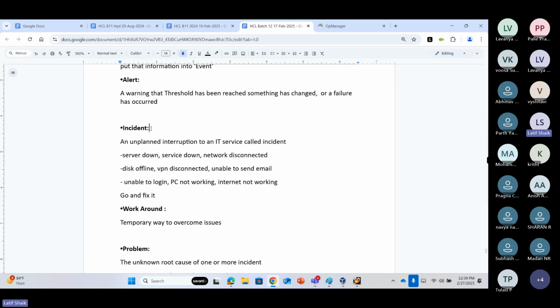So we'll try solutions one by one. I already told you there is a KDB, a known error database, that mentions different solutions for certain issues. So we'll try different solutions. This is called a workaround. What is a workaround? We are trying to overcome the issues. For that, we try different solutions. Trying different solutions is called workarounds. Workaround one, workaround two, workaround three, workaround four. We try different workarounds.